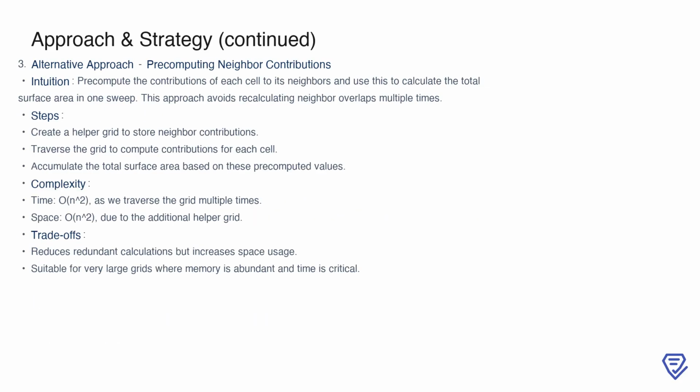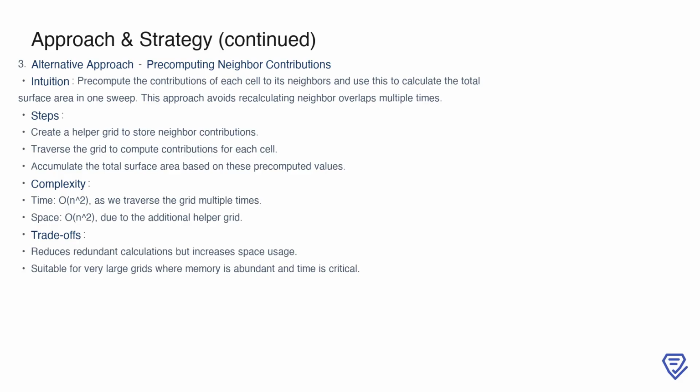An alternative approach involves pre-computing the contributions of each cube to the surface area of its neighbors. This strategy aims to eliminate redundancy by calculating neighbor overlaps in advance and using these pre-computed values to determine the total surface area in a single pass. First, we create a helper grid to store the contributions of each cube to its adjacent cells. Then we traverse the grid, calculating and storing these contributions for each cube based on its height. Finally, we sum up the total surface area using the pre-computed values.